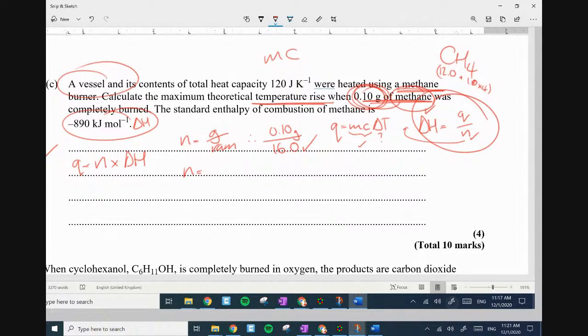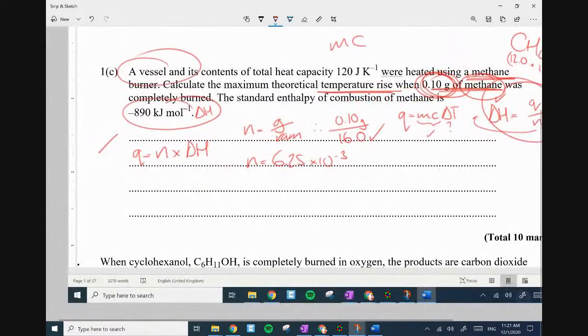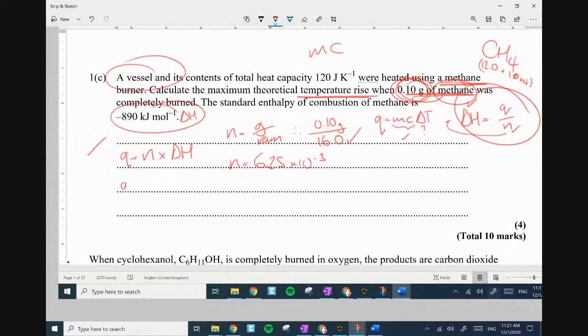0.1 divided by 16.0 gives me an answer of 6.25 times 10 to the minus 3. There's my moles. Right, run it through the equation. Q equals 6.25 times 10 to the minus 3 multiplied by 890 kilojoules per mole. So that's interesting. Now, at this point, I get rid of the minus. You can't have negative Q. It's raw energy. So I'm just going to make that disappear.